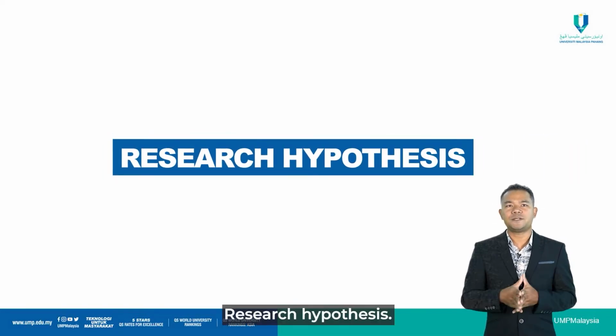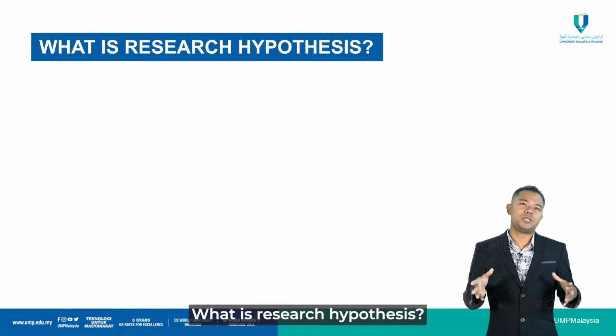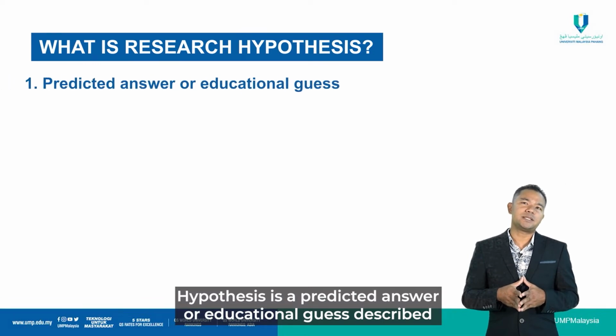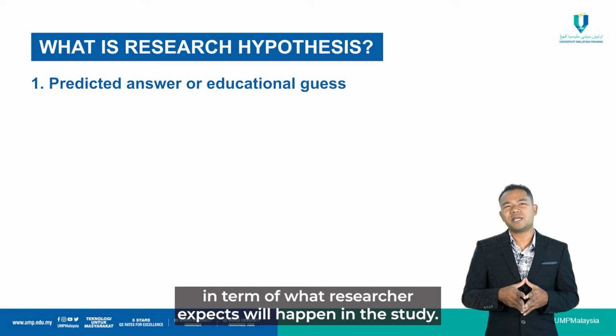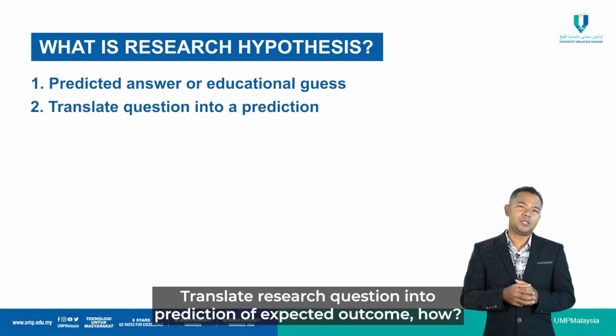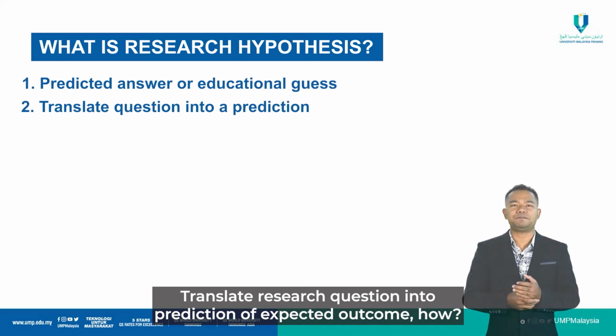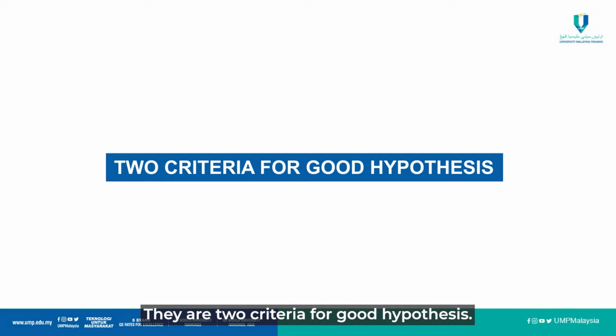Research hypothesis. What is a research hypothesis? A hypothesis is a predicted answer or educational guess, described in terms of what a researcher expected will happen in the study. It translates the research question into a prediction of the expected outcome. How? There are two criteria for a good hypothesis.